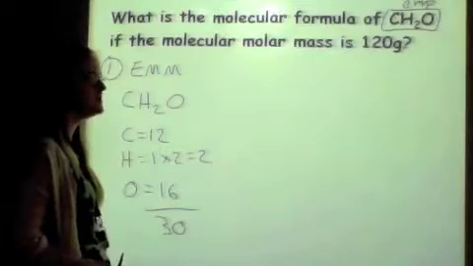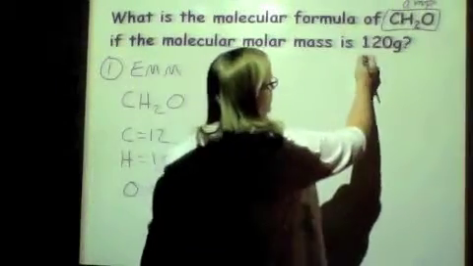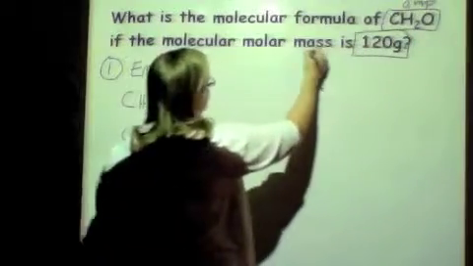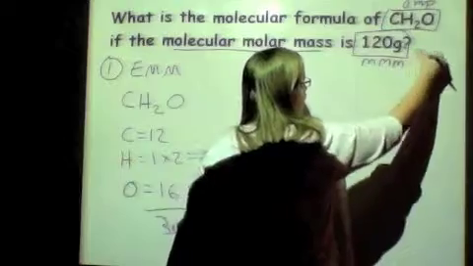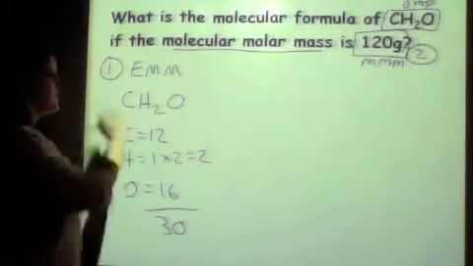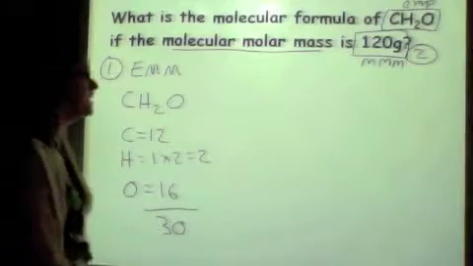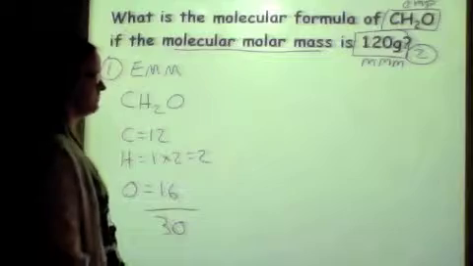That's step 1. Step 2 is to find the molecular molar mass given to you in the problem. So step 2 just means to look at the problem and find the number value in there. So 120 grams is the molecular molar mass. That is step 2. So we know the empirical is 30, and we know the molecular molar mass is 120.